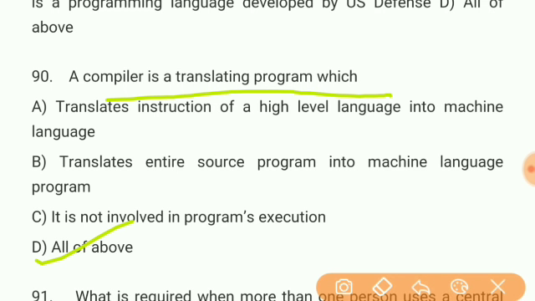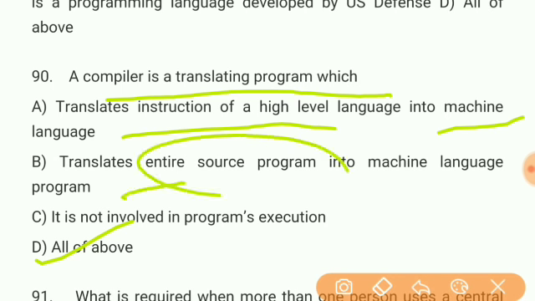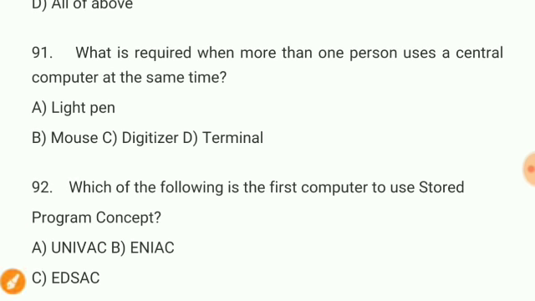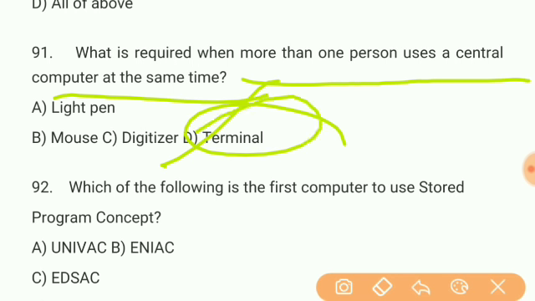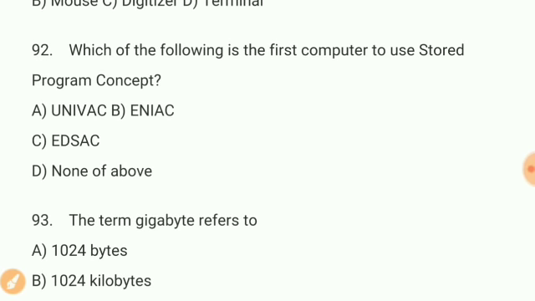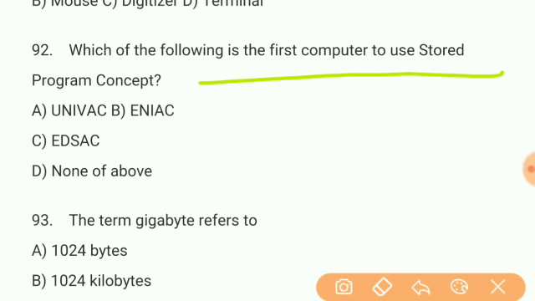Then a compiler is a translating program which what? All of the above. A compiler translates instructions of a high level language into machine language, then translates the entire source program into machine language. It is not involved in the program's execution. Then what is required when more than one person uses a central computer at the same time? And number D, terminal is required. Then which of the following is the first computer to use the stored program concept? Number C is the correct answer, EDSAC.